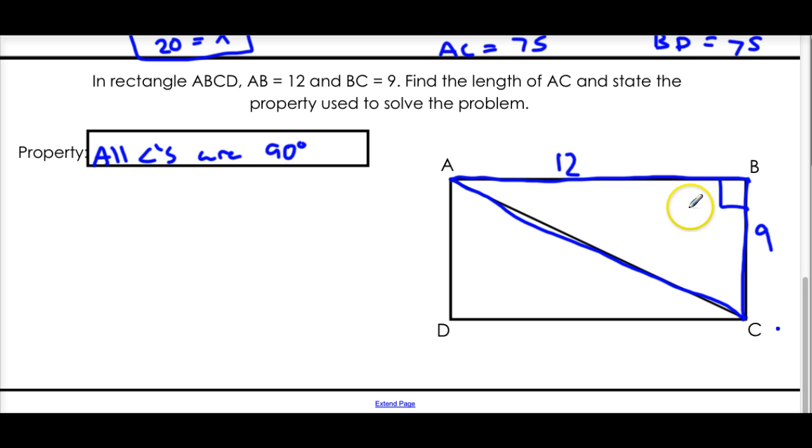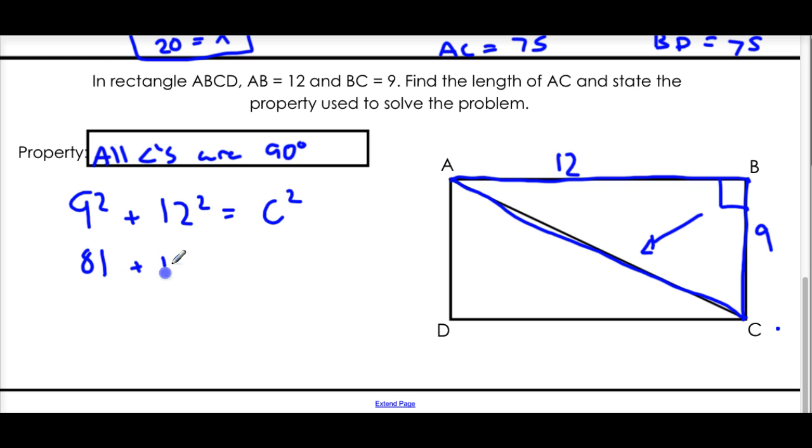So now we just have to plug in. We know that the two legs are 9 and 12, and the hypotenuse, which is across the 90-degree angle, is AC. So we would just say that 9 squared plus 12 squared is equal to C squared.